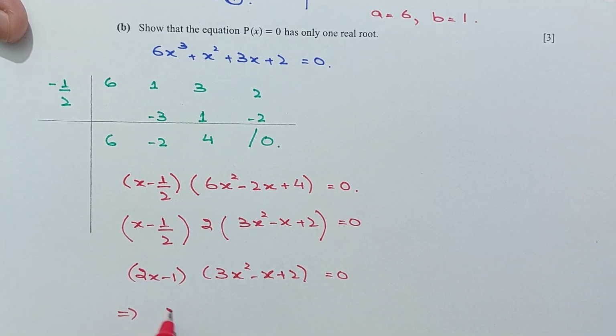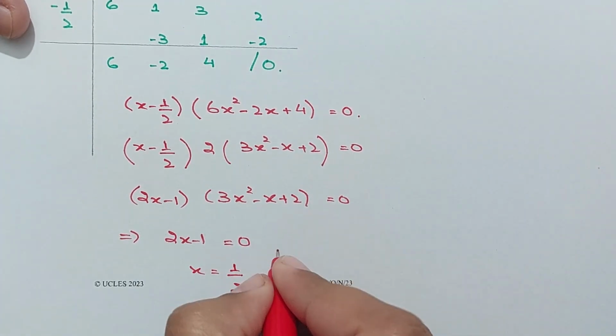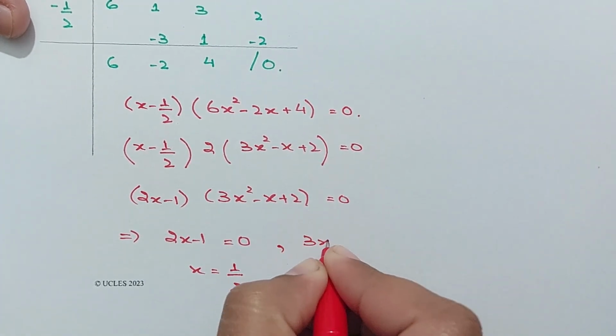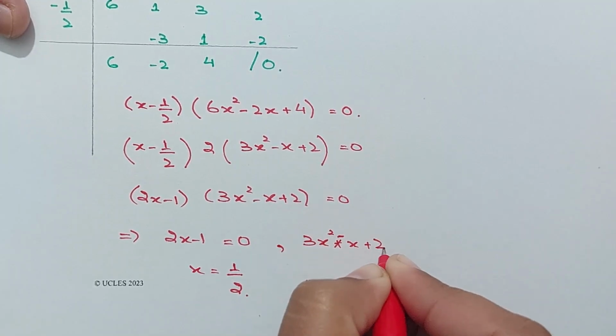So it has two factors. 2x minus 1 equals 0, so x should be equal to 1/2. This is the only real root, and the other factor is 3x square minus x plus 2 equals 0.